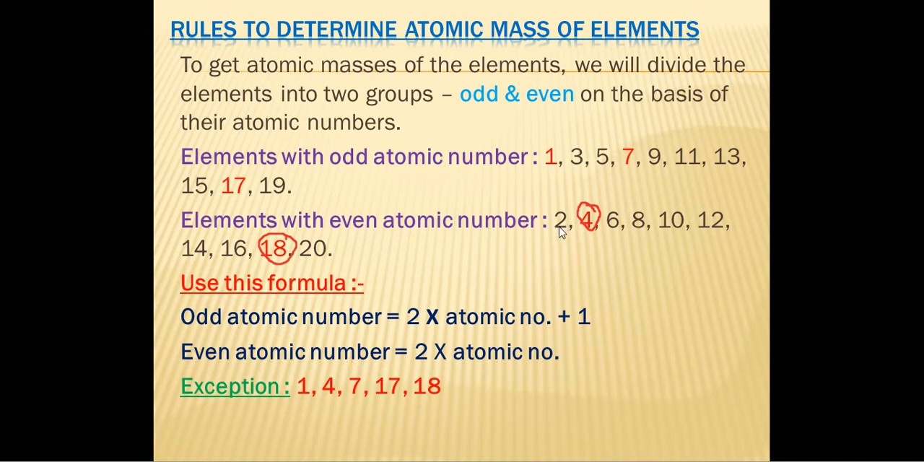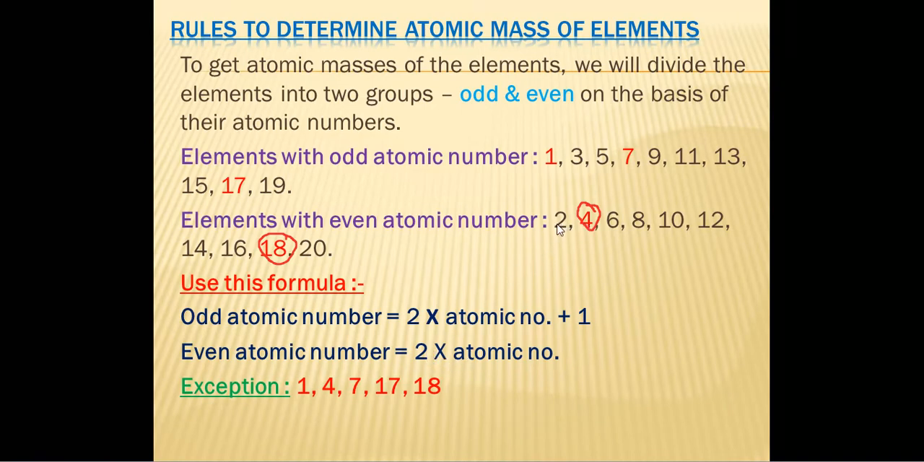For example, 2. If you add 2 to that, it will become 4. 6: if you add 6 to 6, then it will become 12. If you add 8 to 8, it will become 16. If you add 10 to 10, then it will become 20. If you add 12 to 12, then it will become 24. You have to just double the atomic numbers, or you can multiply it with 2.